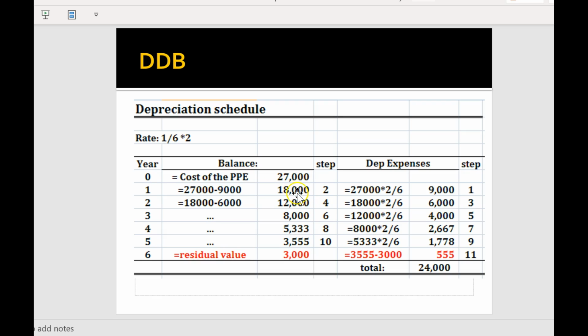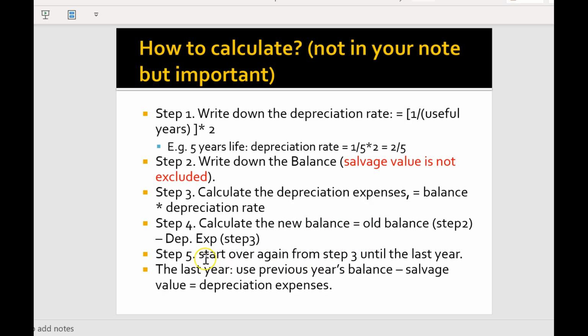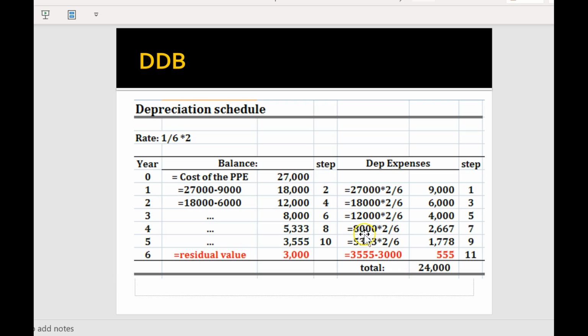What does that mean? Economically, that means that's the dollar amount that could be used in the future 5 years. The rest 5 years, because this is the first year. All right, so we calculate the new balance. And then we start over from step 3. We calculate the expenses again until the last year. So I'm going to move to sequence 3. I'm using year 2. I'm calculating using last year's ending balance or this year's beginning balance. That's 18,000 multiplied by the rate. That is my expense. Again, I'm debiting depreciation expense 6,000, crediting accumulated depreciation 6,000 for the second year.